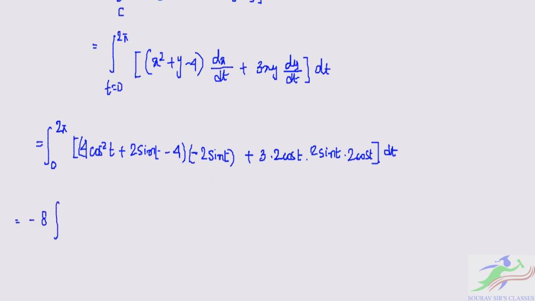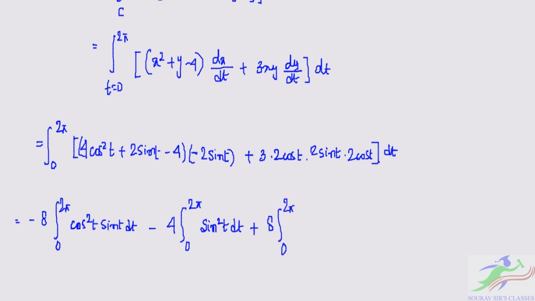So it is 8 times the integral from 0 to 2 pi of cos squared t sin t dt, minus 4 times the integral from 0 to 2 pi of sin squared t dt, plus 8 times the integral from 0 to 2 pi of sin t dt, plus 24 times the integral from 0 to 2 pi of cos squared t sin t dt.